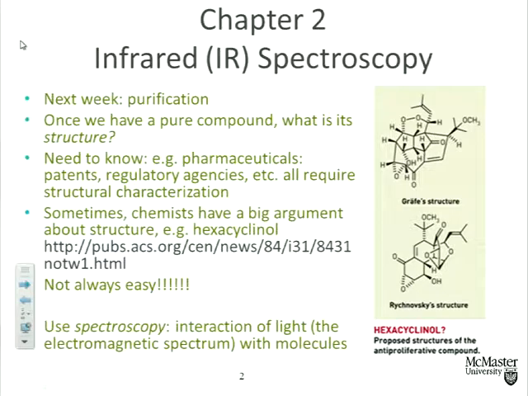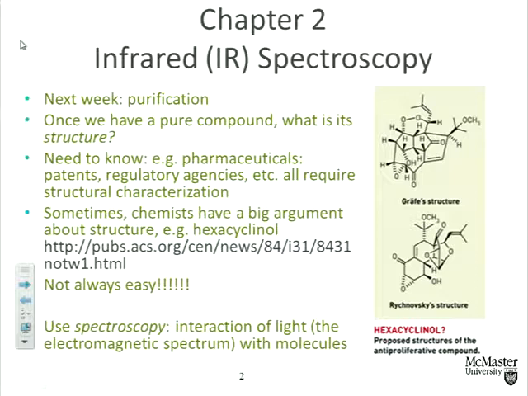Here's a compound, hexacyclinol, where two chemists spent several years attacking each other in the literature about the structure. Greffer had the structure at the top, which he thought was consistent with all the spectral data, whereas Rycznowski had the structure at the bottom, which I hope you can see. No matter how little you know about structures, you can see that these two are really very different sorts of structures. There are many, many functional groups in this molecule. It's very hard to work out the structure.